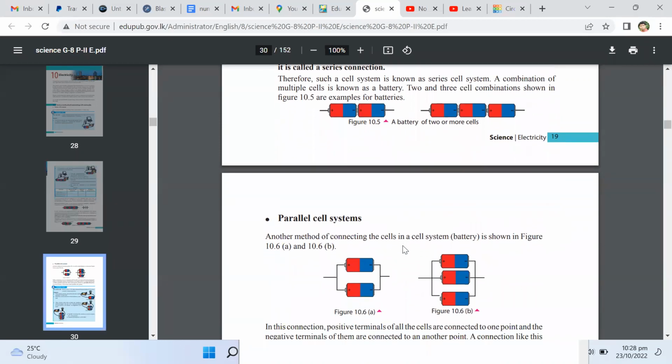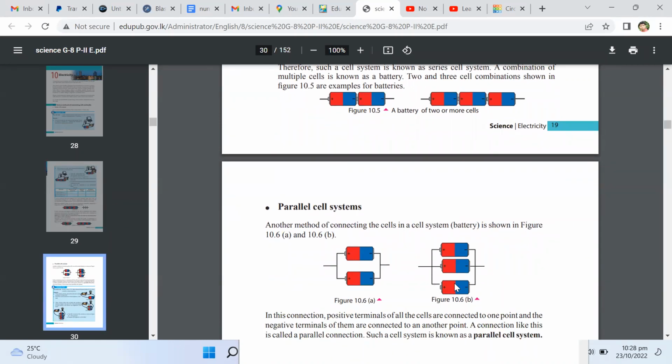But in the parallel connection, all the positives are taken together and all the negatives are taken together. So you are not actually increasing the voltage. We will keep the same voltage, but it can improve the amperes, right? Same voltage, but it can improve the ampere. So just understand how this amperage and voltage work.